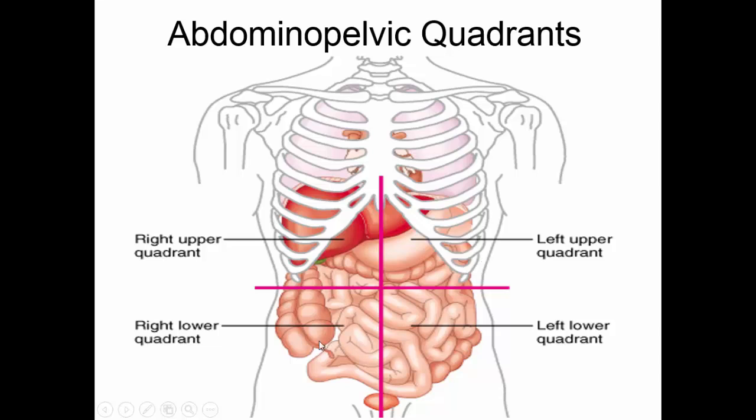Here in the right lower quadrant, this little squiggly thing is the appendix. So a lot of times pain in the right lower quadrant is associated with appendicitis. In the left lower quadrant, you primarily have just intestines. So pain over here is usually something to do with gas in the intestines.